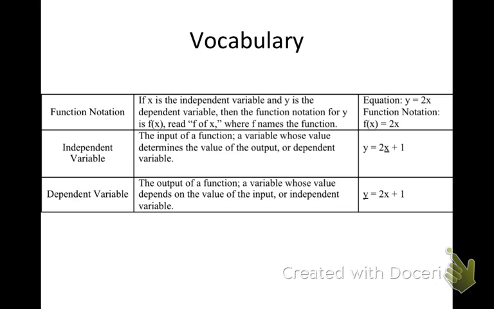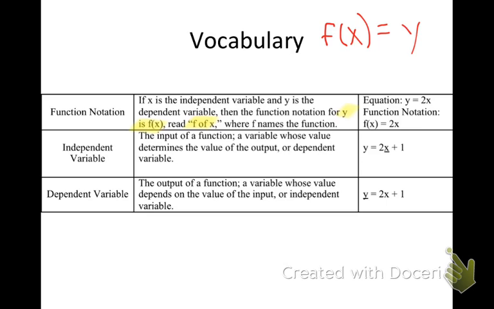First thing we're going to talk about is function notation. Function notation is, if X is the independent variable and Y is the dependent variable, then the function notation for Y is f of x. It's read f of x, where f names the function. Basically, f of x is fancy for y. F of x is the same thing as y. We just denote f of x as the function notation for y. A lot of times students see f of x and they start freaking out. They're like, oh my gosh, something totally new, I don't know it. F of x is just fancy for y.